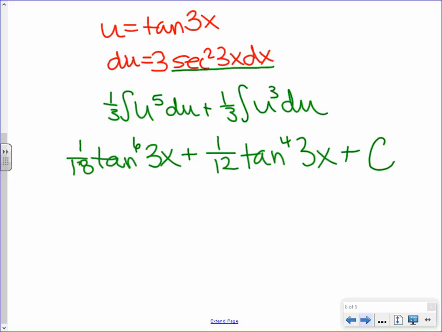Okay, so now we're going to do it the other way. Since we have an odd tangent, we can take out each a secant and a tangent. So we can write secant 3x, tangent 3x, and then left over we would have secant cubed of 3x, tangent squared of 3x. What are we going to change?